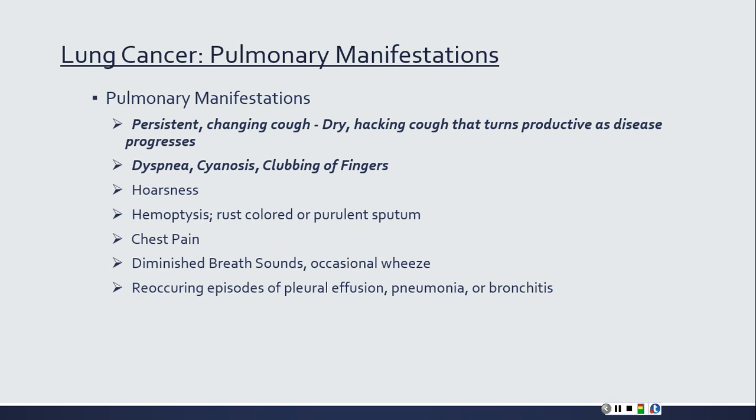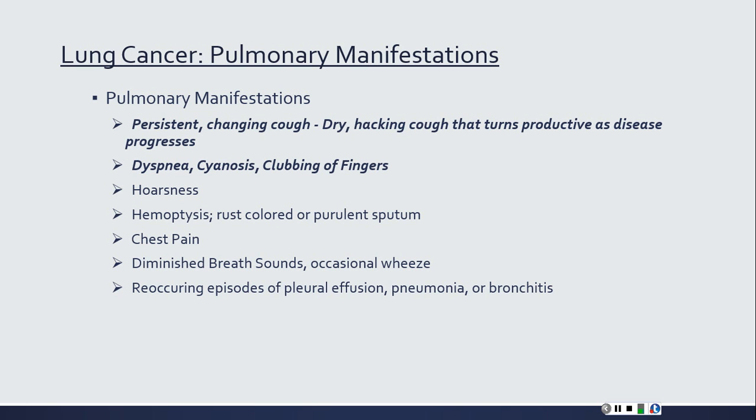Dyspnea, cyanosis, and clubbing of the fingers. What are these signs of? Oxygen deprivation of the tissues. Are these acute signs or chronic signs? Chronic. So pretty much most, if not all, of these chronic conditions we talk about are chronic signs of a lack of oxygenation. They don't occur overnight. Next we've got hoarseness.